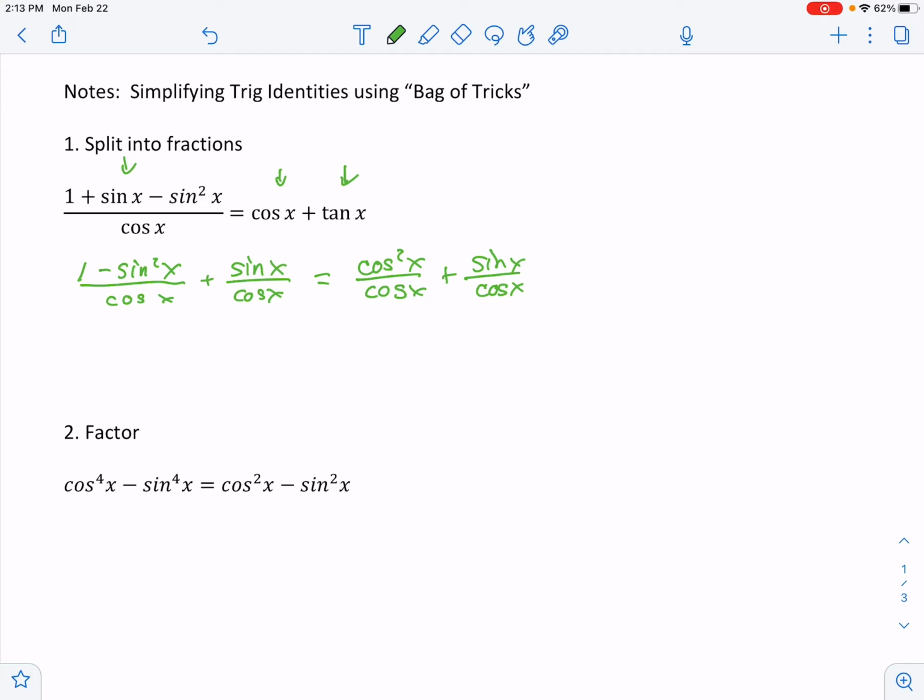And how did I know I wanted to split these into fractions? Because I look at my answer. They gave me the answer. I want to have a tangent. I know sine over cosine is tangent. So hopefully I'm working in the right direction.